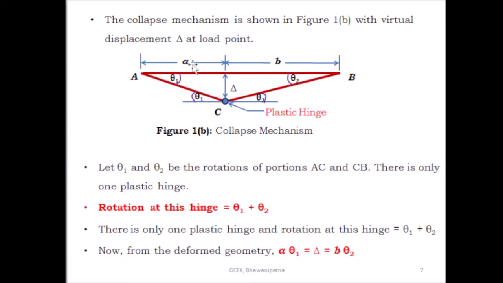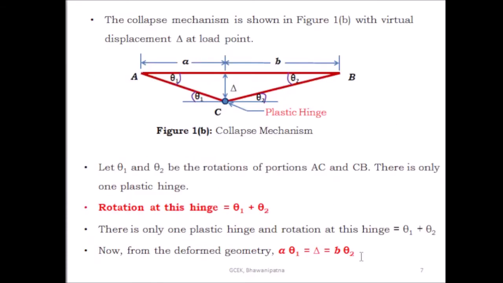Now from the geometry of the collapse mechanism, we know this is the length a and this is the length b, and the total length is L, and this angle is theta 1 and this angle is theta 2, and this is the virtual displacement delta at the point C. So delta is equal to a theta 1 is equal to b theta 2. The virtual displacement is equal to a into theta 1 is equal to b into theta 2.